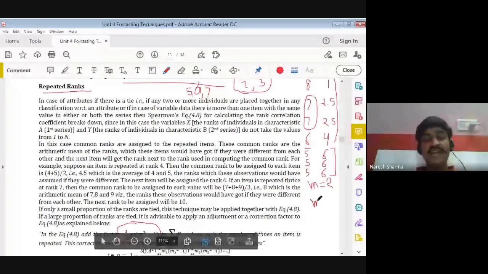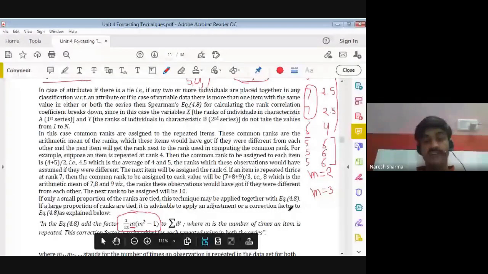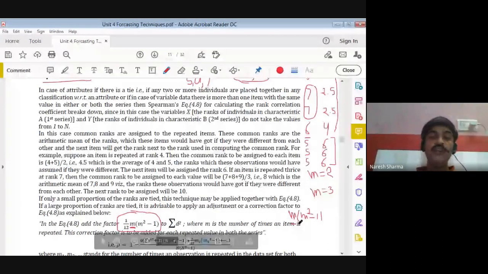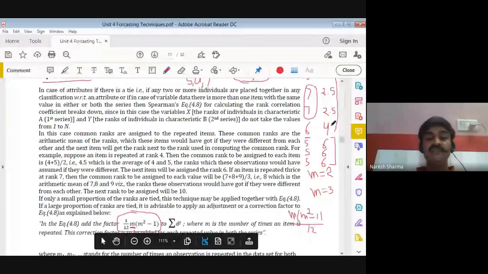So we need to add one factor in the formula, that is m into m square minus 1, divided by 12. So once we have 2 entries at a tie, we add this same factor 2 times. One for m is 2, another for m is 3.